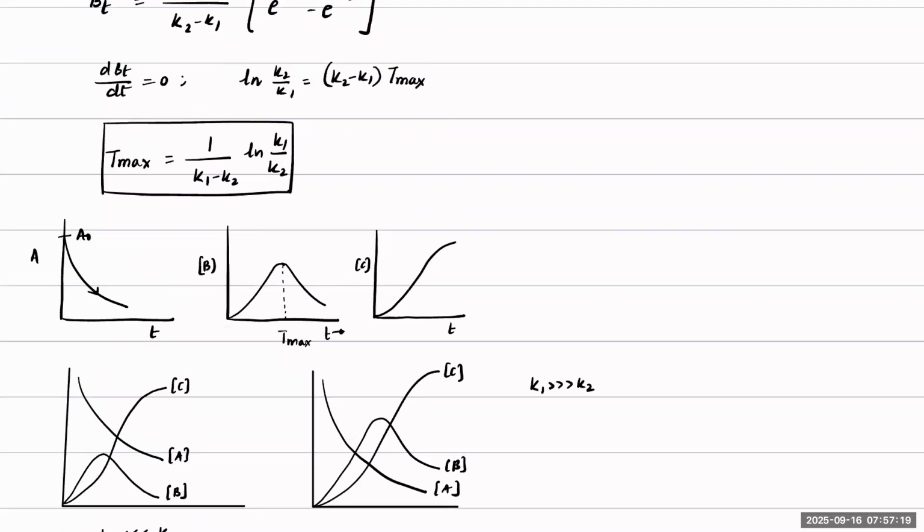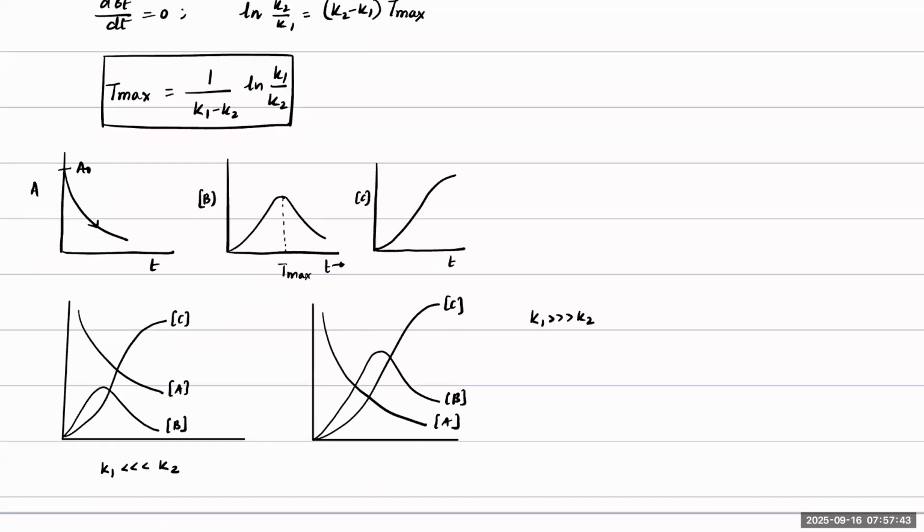Now notice, if this is T max, which is equal to 1 by k1 minus k2 into ln k2 by k1, how is A changing with respect to time? B changing, C changing. See, in case of B, it will reach a maximum value, because that's what we tried to find out. And this is that T max, and after that it decreases. For C, it is nothing like that. Overall, with time it will keep increasing only.